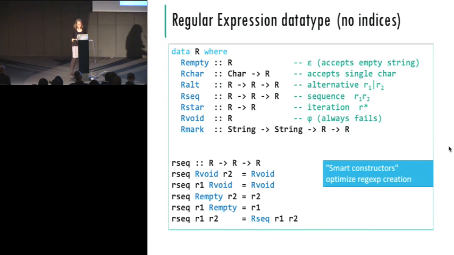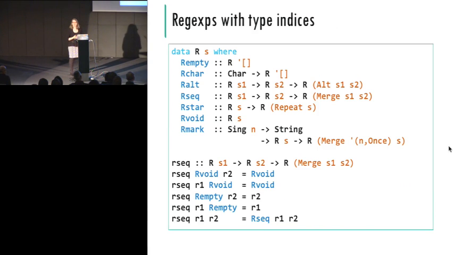Now, what happens when we add type indices? When we start keeping track of the capture groups in our regular expressions, the types of our constructors have all the same types that you saw before, the same types that we saw for the interface, just so they can calculate what the capture groups are. But now in our implementation, we have to make sure that our implementation functions actually respect these indices, that they have that type. And so let's take a look at that.